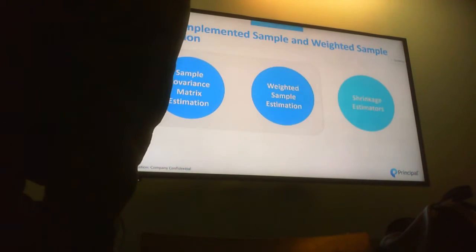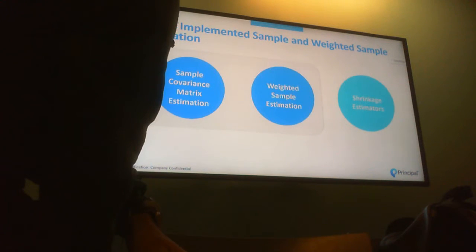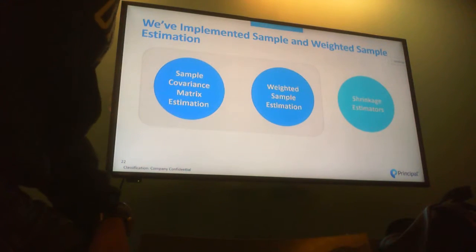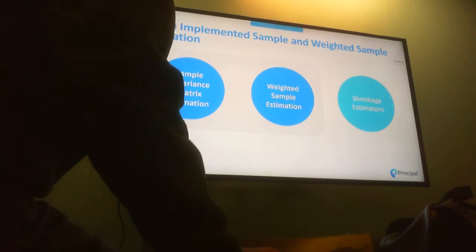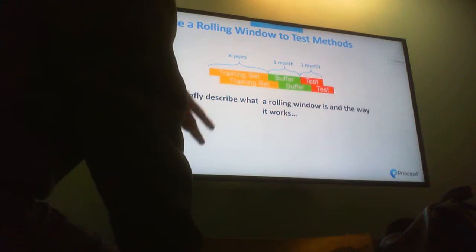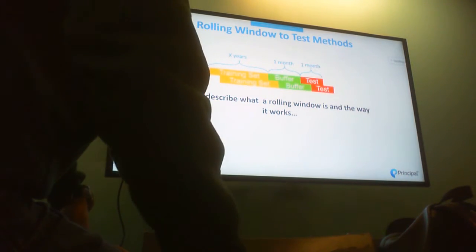So we do the implementation of sample and weight sample estimation for now, and then in the future we will do the shrinkage estimator if we could. So for now we've done the sample coverage metric and weight sample coverage metric of the MSE and the MAE. These slides we will finish before the midpoint. Yeah, before the midpoint.